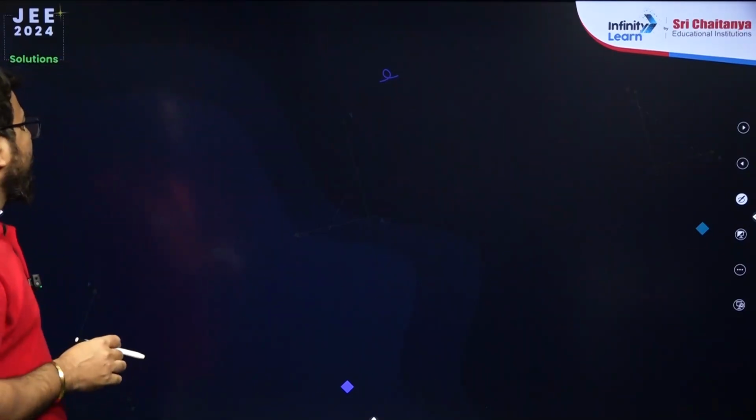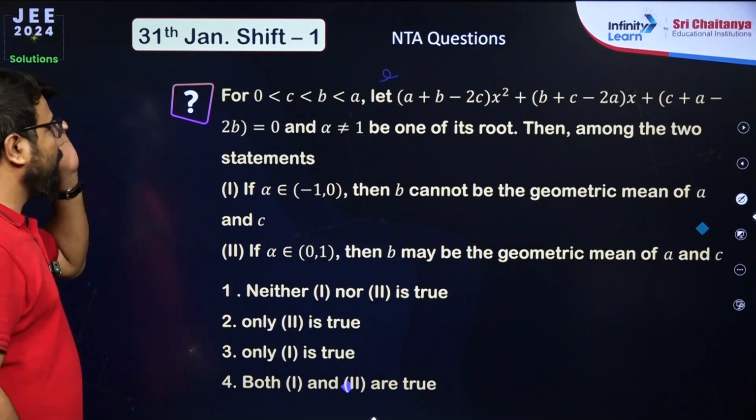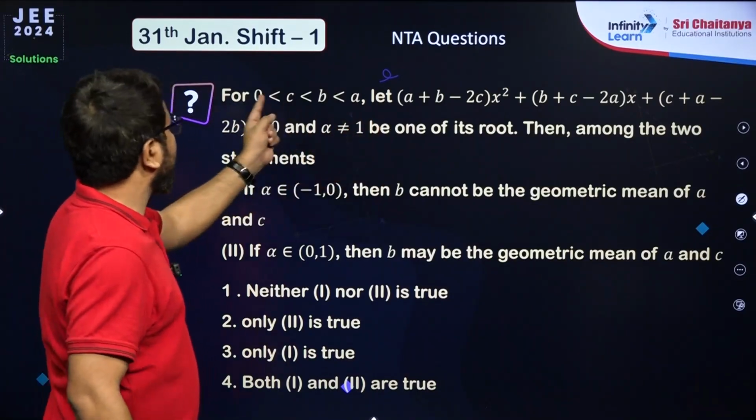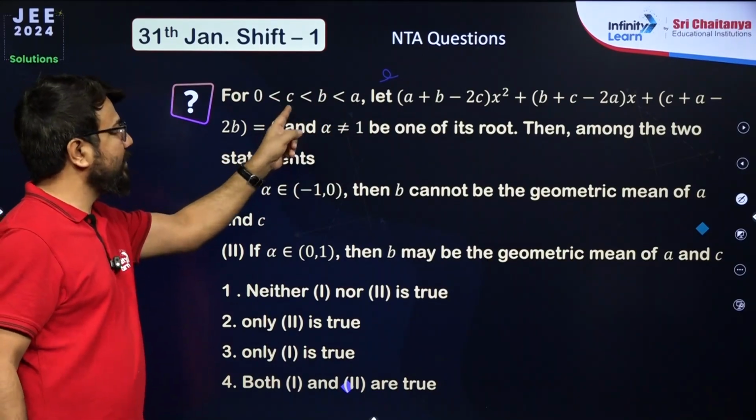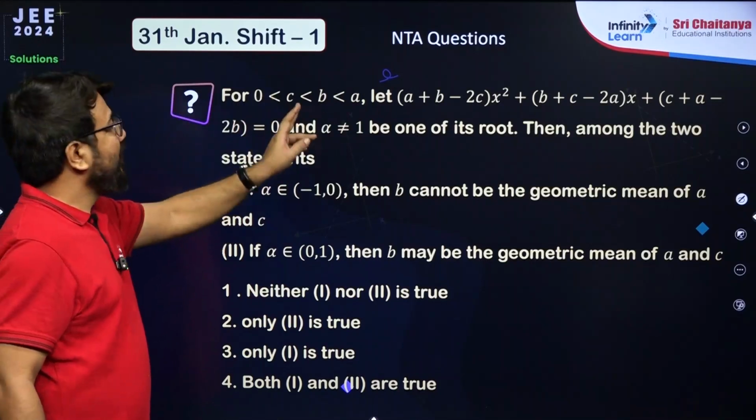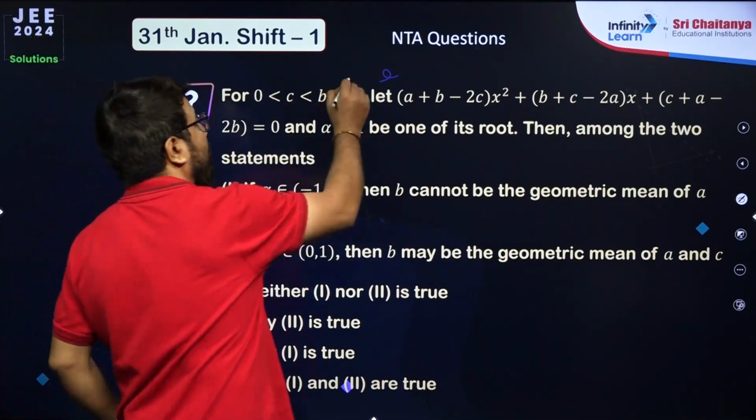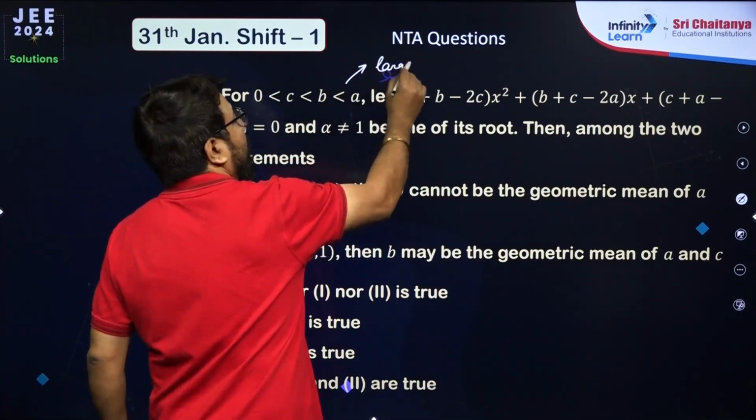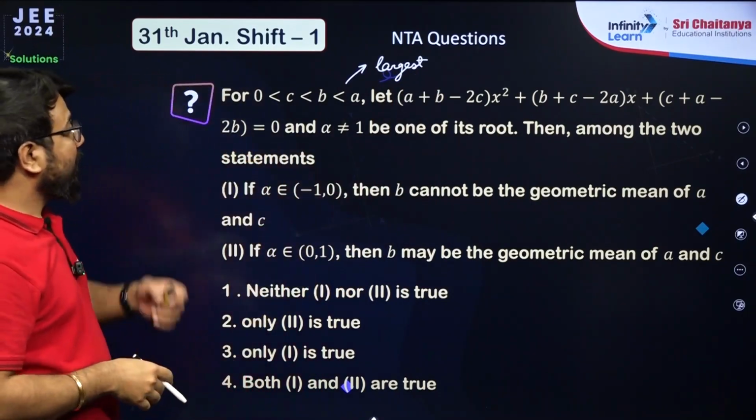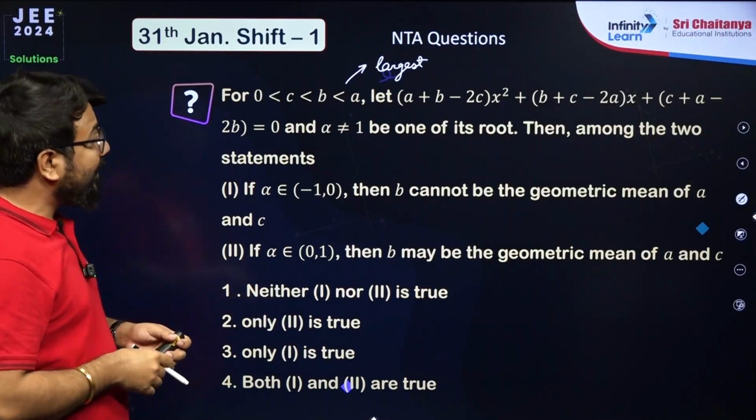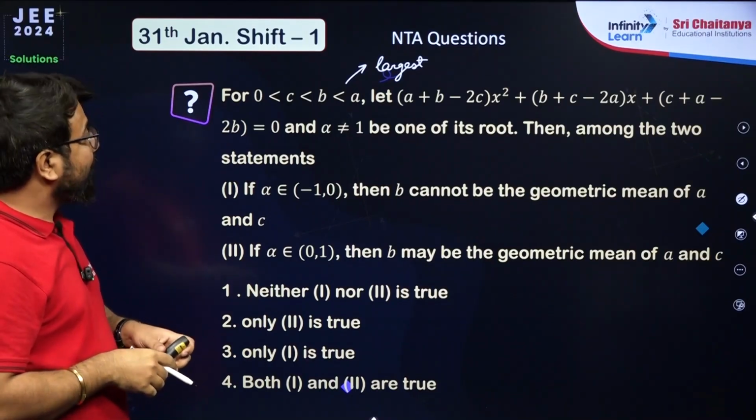Moving forward, here is another question in front of you. There is a quadratic being given. Here they say that A is greater than B, B is greater than C, and C is greater than 0. All of them are positive, but the largest is A. This is the largest.